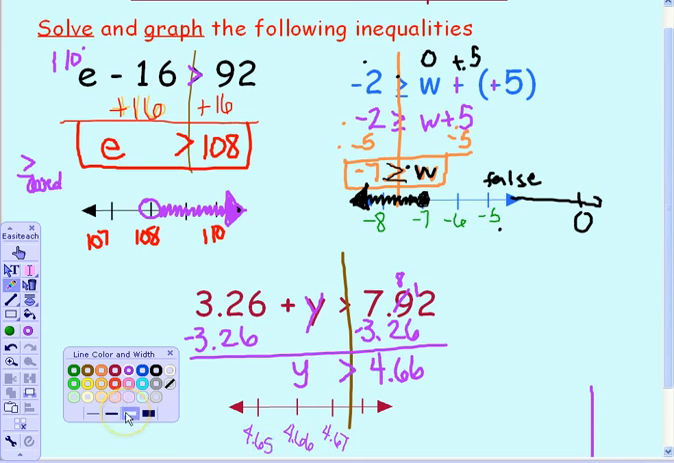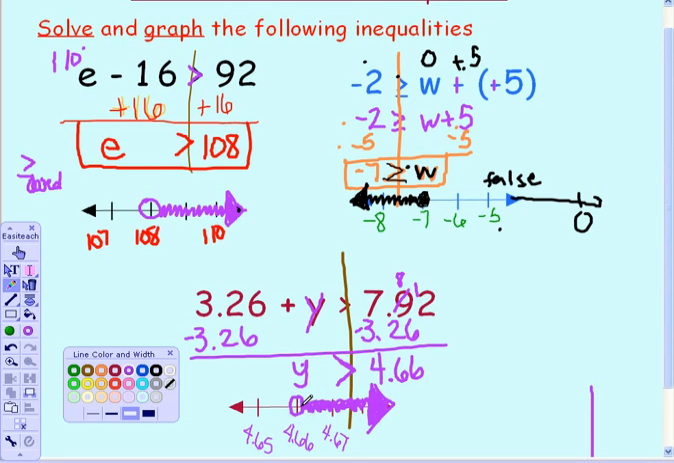And then of course we look at this inequality. It's a greater than symbol, so we have an open circle on the 4.66. Y is bigger than 4.66, so it's all these numbers over here to the right. All the numbers on the number line that are bigger than 4.66. So fill in that number line.